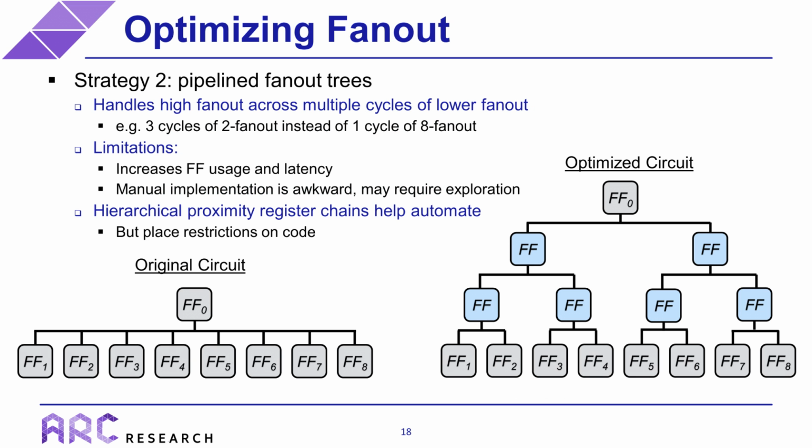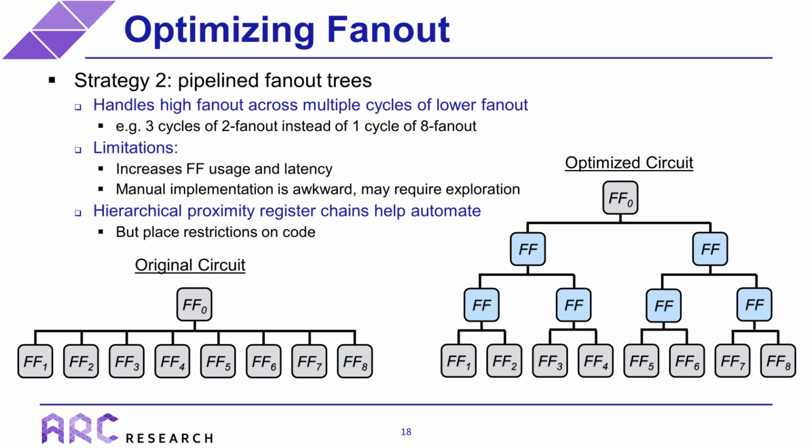A second strategy for dealing with Fanout is what I refer to as pipelined Fanout trees. The basic idea here is to handle a high Fanout signal across multiple cycles of lower Fanout. The figures on the slide illustrate this, where we go from the original circuit that has a Fanout of 8 from flip-flop 0 and convert that to the figure on the right, where we add a tree of flip-flops that uses 3 cycles to connect flip-flop 0 to all the sinks, but never exceeds a Fanout of 2. Like any pipelining strategy, pipelined Fanout trees increase flip-flop usage and latency, which has potential limitations that we discussed earlier.